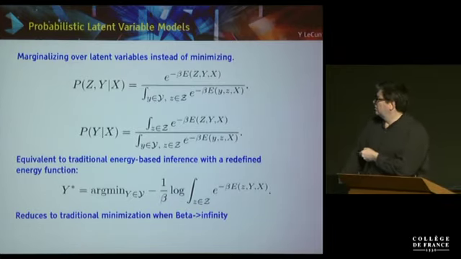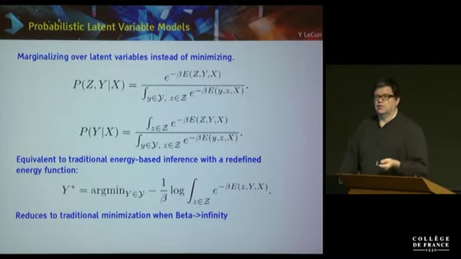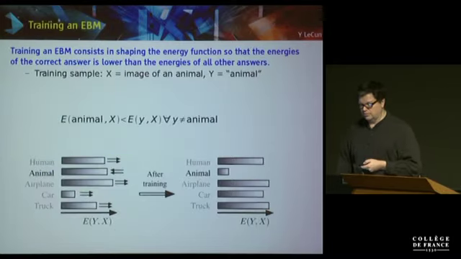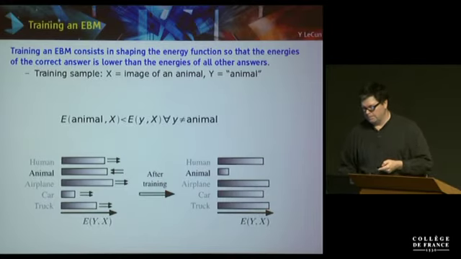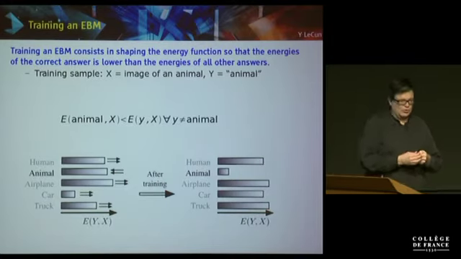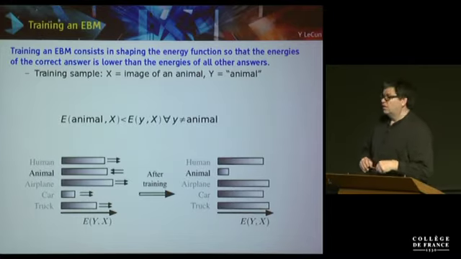And when beta tends towards infinity, this entire expression converges towards the minimum with respect to z. A simple case, then, of a maximum likelihood inference. Now, how do you train an energy-based model?